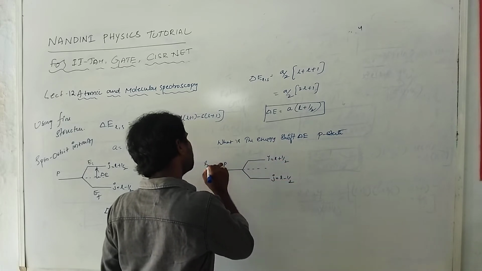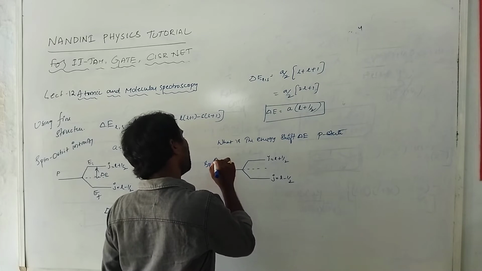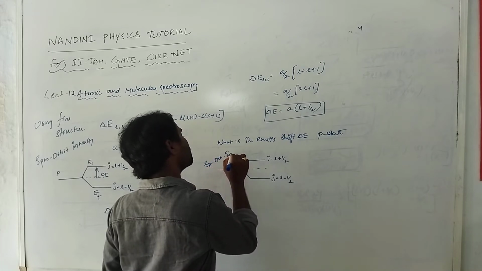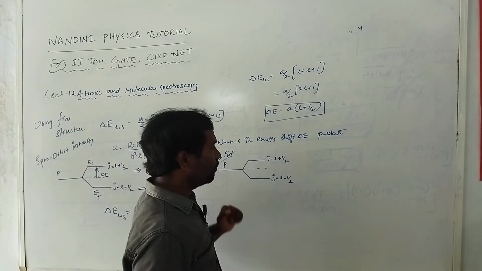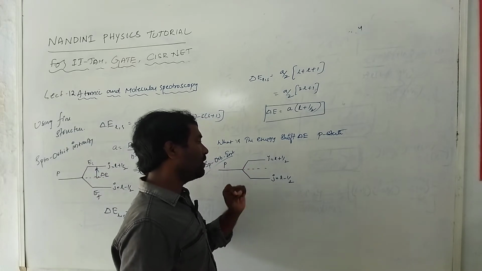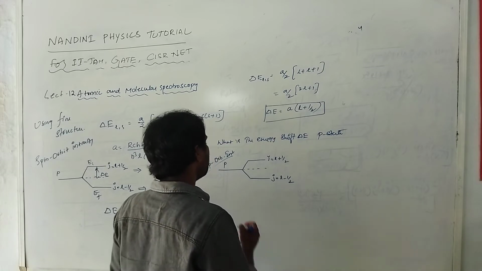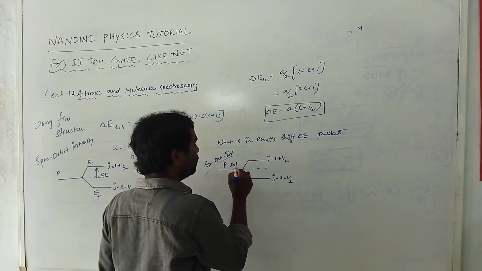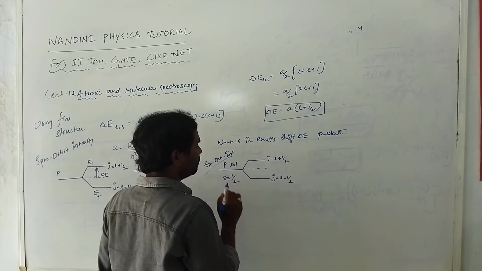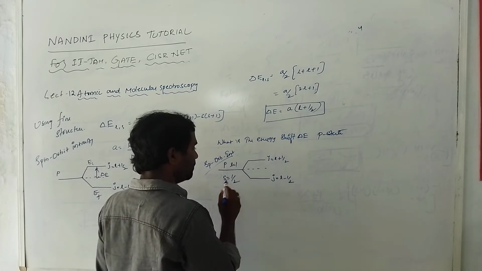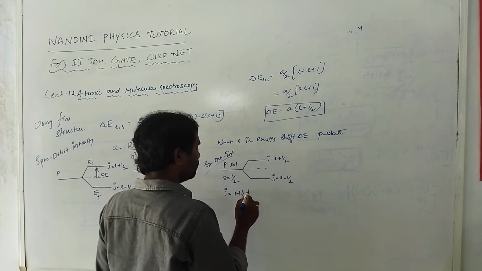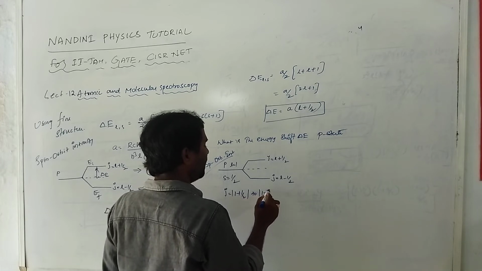So according to spin orbit interaction, P state will be splitting into two ways, that is J is equal to L minus half and J is equal to L plus half. For P state, what is the L value? 1, and the S value is 1 by 2, okay. What is the J value? J is nothing but 1 plus 1 by 2 and 1 minus 1 by 2.